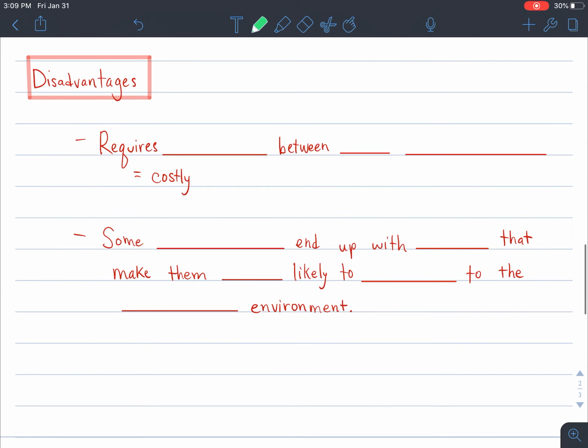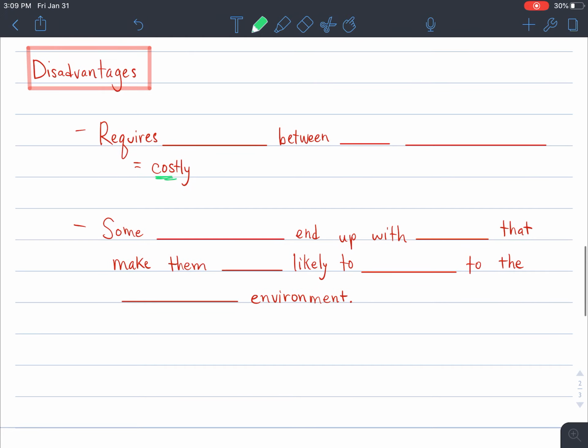But there are some disadvantages of using sexual reproduction. One of them is that it is costly to the organism. It takes a lot of effort because it requires courtship, where two organisms have to get together and find each other and then go through sexual reproduction as a pair. So it requires courtship between two individuals. And so that is costly.